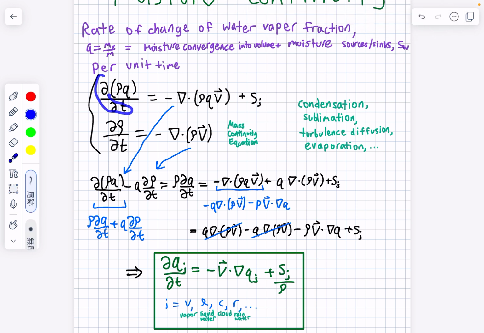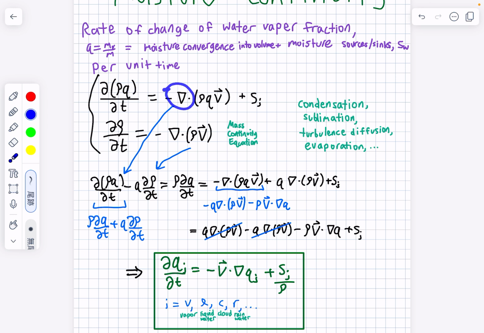that the partial derivative with respect to time of the density times Q, because Q is a fraction, it's between 0 and 1. If it's 1, it's 100% of water vapor, for example. So this is really saying what percentage of the density, sorry, this is actually the density of the entire air, including the moisture in it, it's saying what percentage of that are we taking.